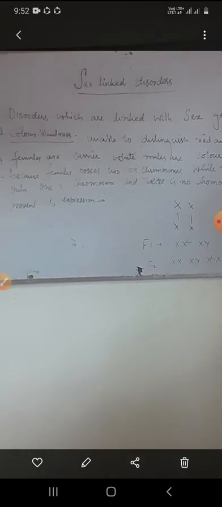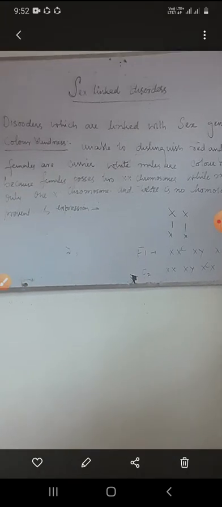While in males, if the defect is present in the X chromosome, there is no homolog to stop this expression, so it can be expressed in males because males are hemizygous. So colorblindness is mostly found in males as compared to females. Females remain carriers. They carry the defect from the first generation to the second generation.